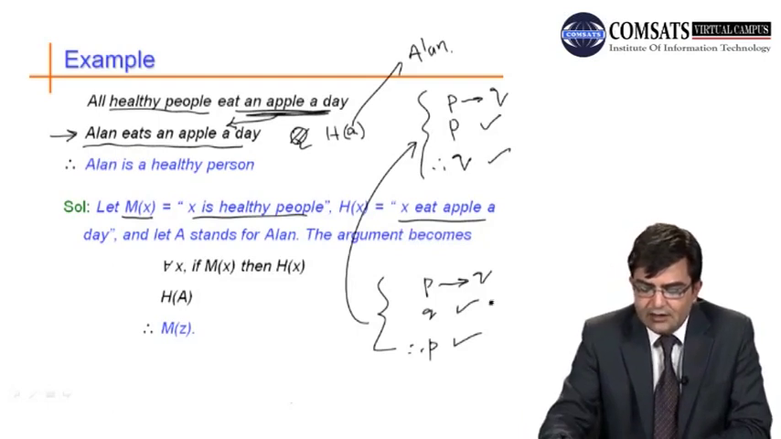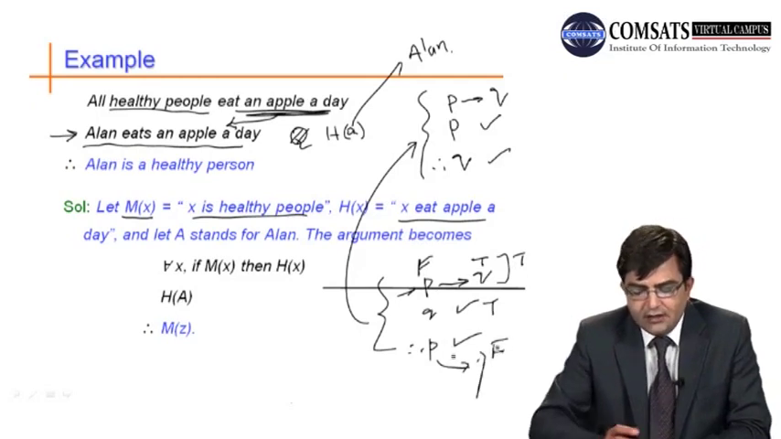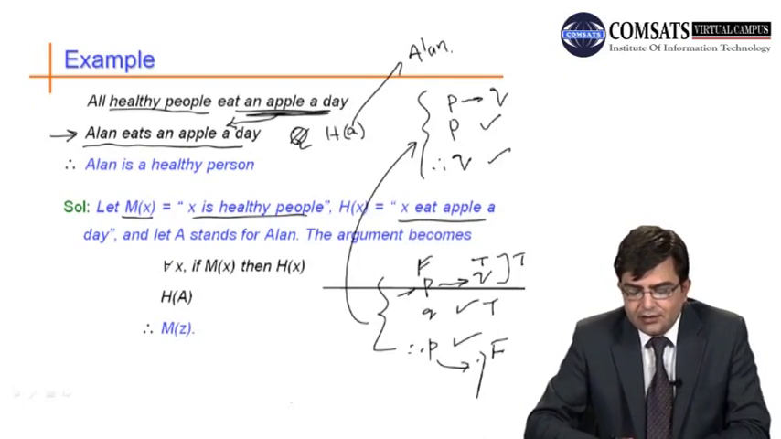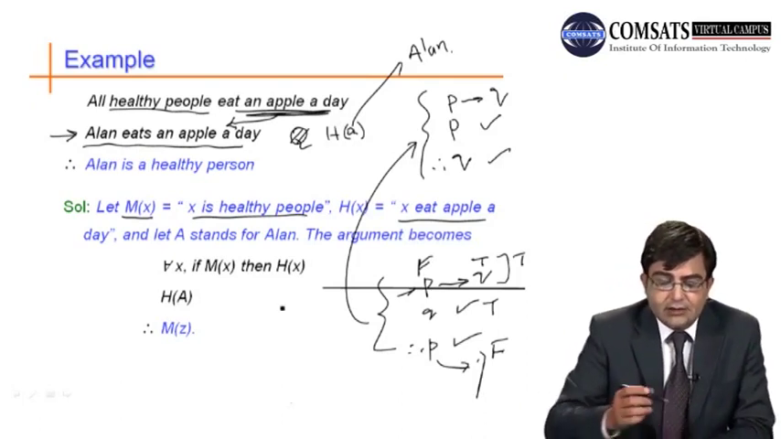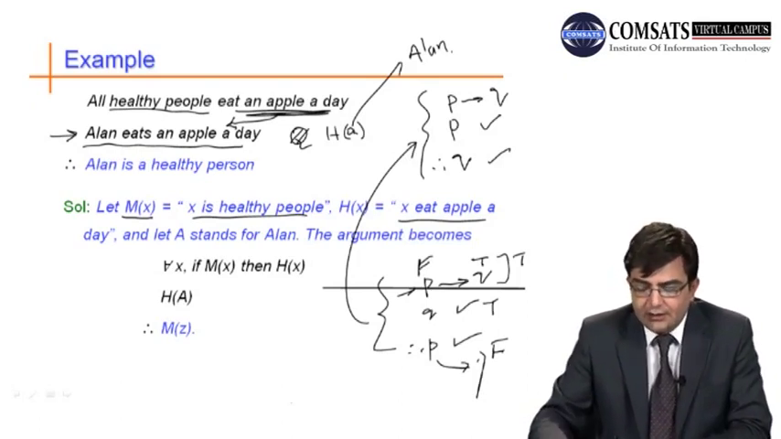As if we take q to be true and the whole statement is true, then p may be false. Even then this conditional statement is true. So this is the error in the universal modus ponens, which is called the converse error.